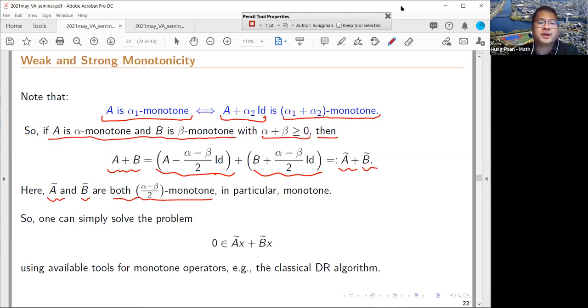Therefore, if we modify the operators A and B, we will convert the problem into an equivalent problem: 0 belongs to A tilde x plus B tilde x. And we can use any available tooling for monotone operators, for example, the classical Douglas-Rachford algorithm. But anyway, we want to proceed with the original operators A and B. Let's see if it works in a similar fashion or not.